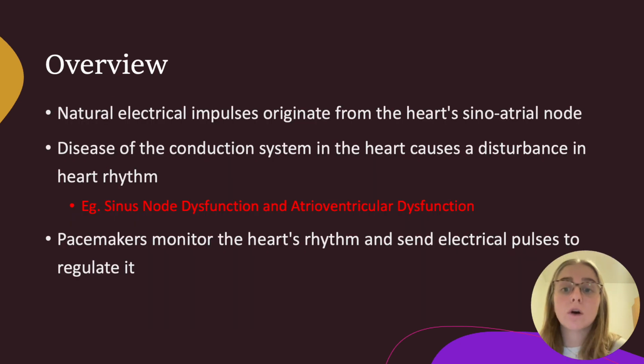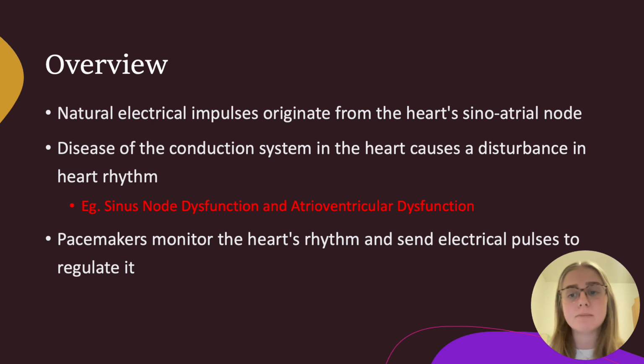So normally, the constant muscular contractions of the heart during the cardiac cycle are triggered by regular electrical impulses that originate from the heart's sinoatrial node. This node can be viewed as the heart's natural pacemaker. These impulses conduct throughout the heart, causing the movement of the heart's muscle.